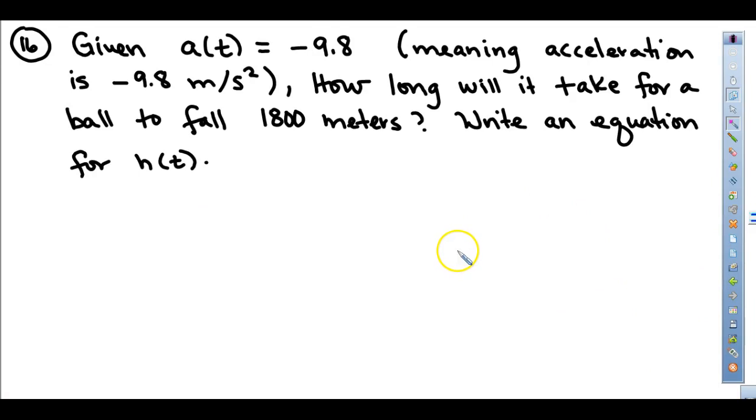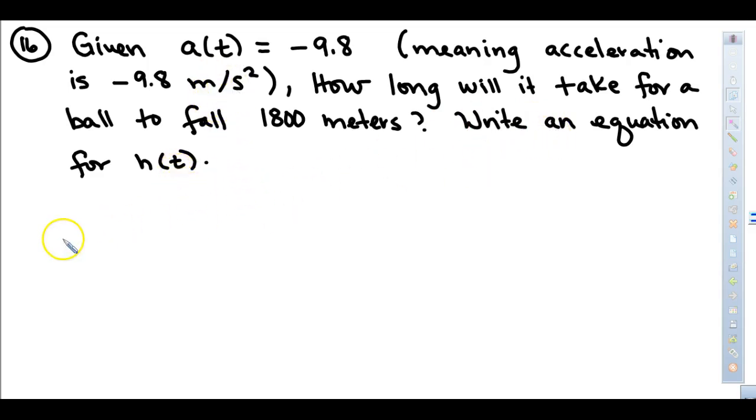A little integration here with PVA problems. Given that the acceleration with respect to time, or acceleration over time, is equal to negative 9.8. That means you're accelerating at negative 9.8 meters per second squared. How long will it take for a ball to fall 1,800 meters? Write an equation for h of t.